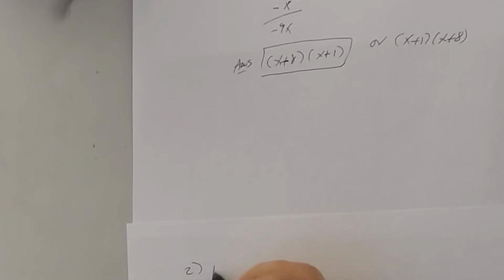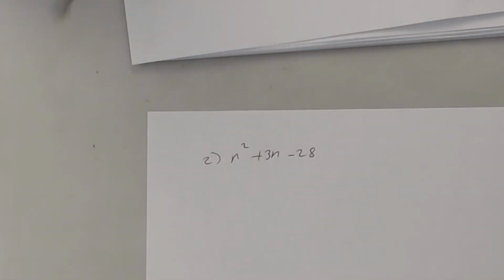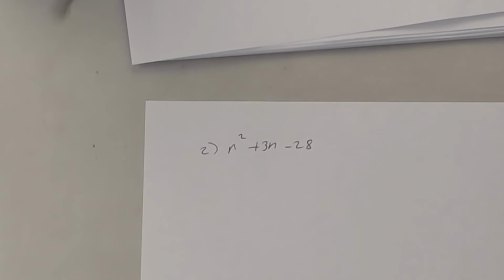Okay, number 2, n squared plus 3n minus 28. All right, now when factoring, the first thing you should always look for is the GCF. What is the GCF of this polynomial? 1. Okay. If it was something other than 1, you'd factor it out, just like you did on your test.